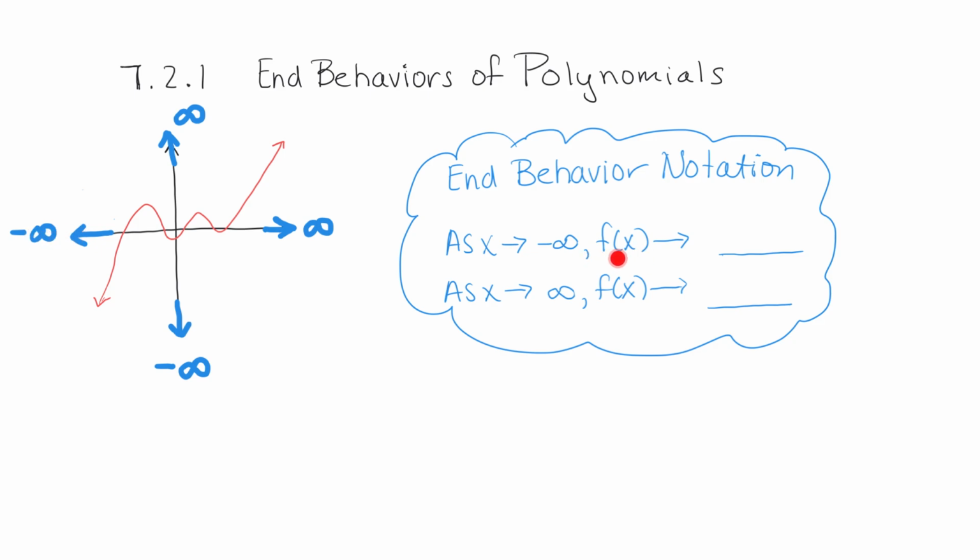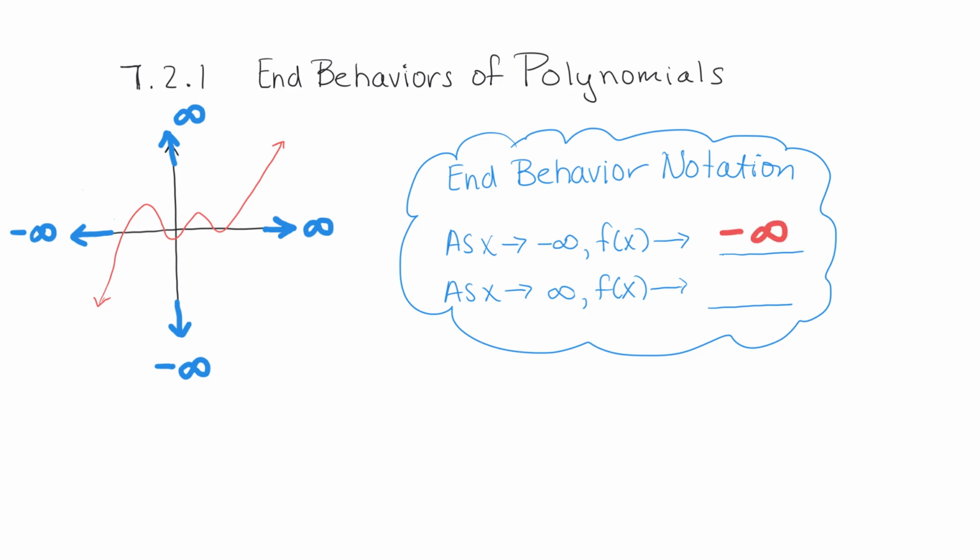then my f of x, which remember is your y values, is approaching what? If I'm looking at this graph and following it to where x is going to negative infinity, the left side, what are my y values doing? Well, they're going down, and eventually they're going to approach negative infinity.